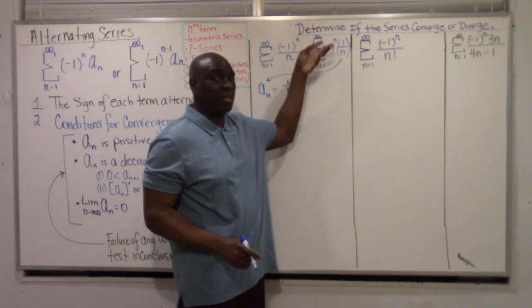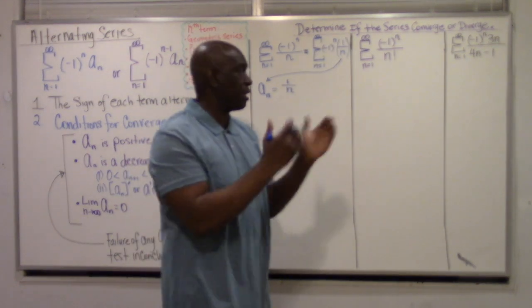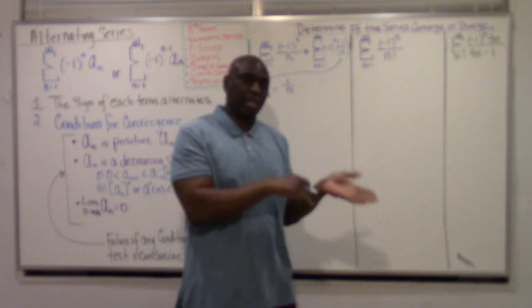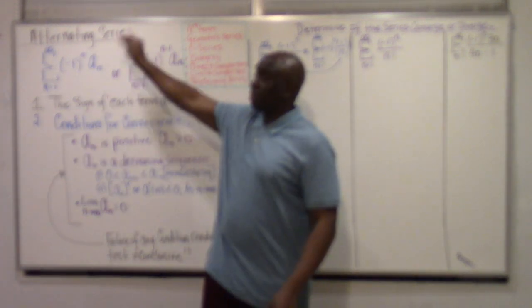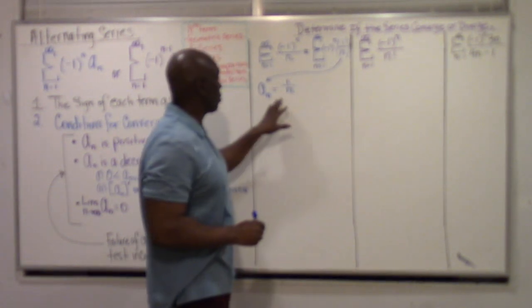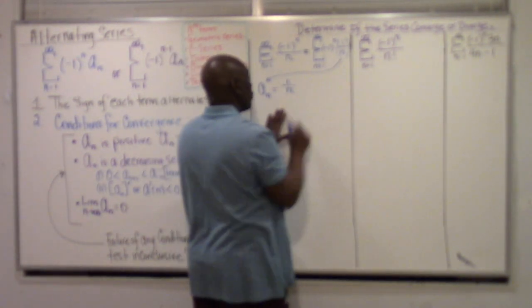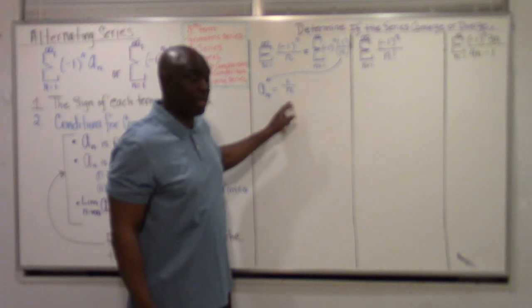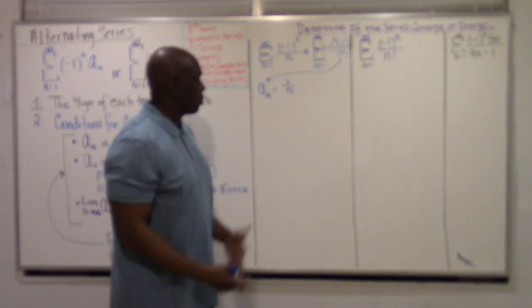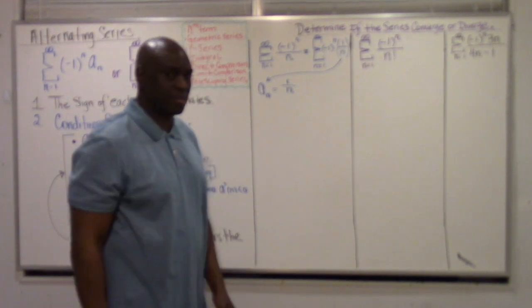The (-1)^n just lets us know we're alternating, right? Negative, positive, negative, positive, negative, positive, negative, positive. We do have an alternating series. All right, so a sub n is actually 1 over n. There's our sequence right there, 1 divided by n. Okay? So now let's go ahead and check out the three conditions.